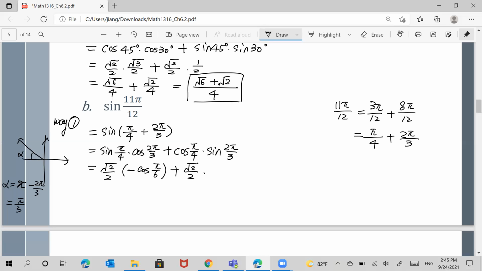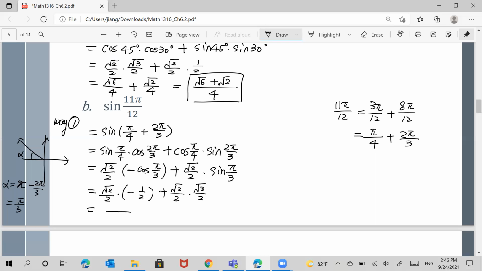Then cosine pi over 4, square root of 2 over 2, times sine 2 pi over 3, because we have learned the reference angle alpha is pi over 3. In the second quadrant, sine is positive. That means this one is sine pi over 3. I must be careful here, because the reference angle alpha is pi over 3. And then plug in the values. Bring down square root of 2 over 2 times negative cosine pi over 3, that's 1/2, plus square root 2 over 2, and sine pi over 3 is square root 3 over 2.